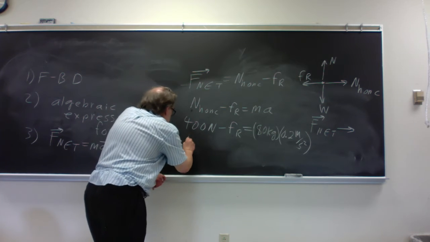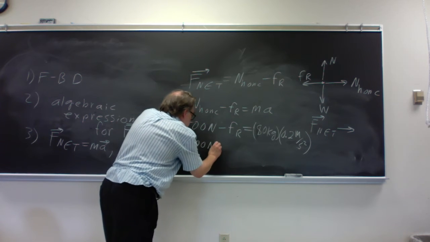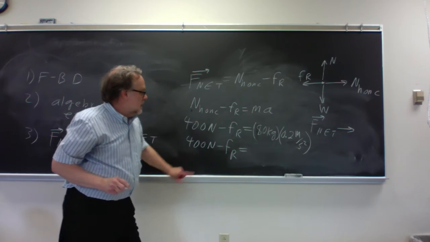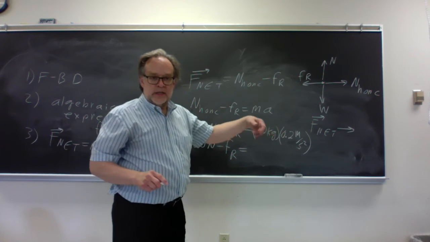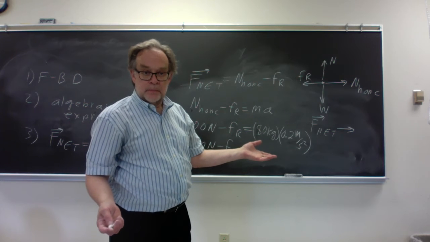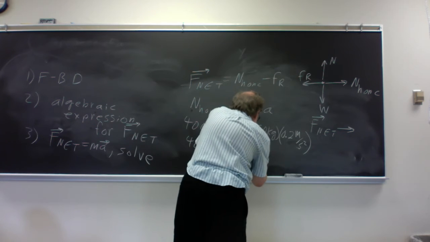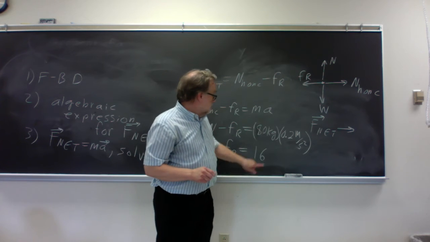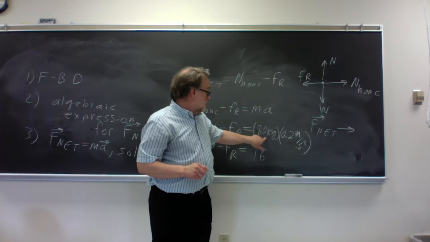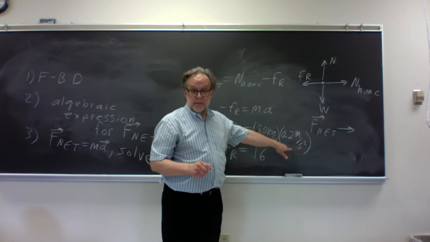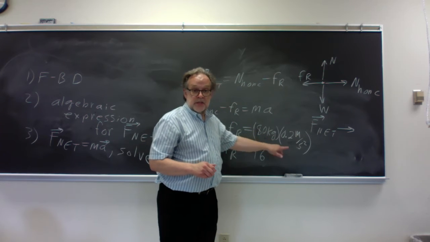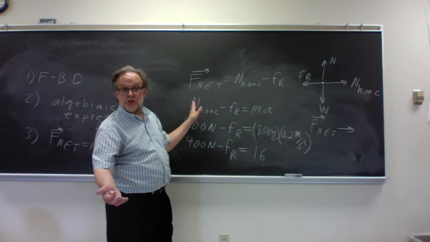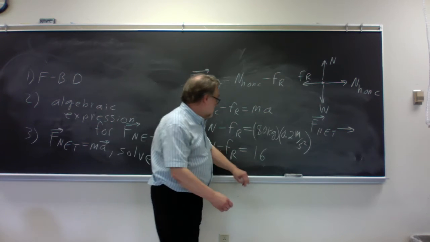So we've got 400 newtons minus the friction force equals 80 times 0.2, which is 16. 16 what? Well, this is a mass times an acceleration, and Newton's second law tells us that a mass times an acceleration is force. So that's 16 newtons.